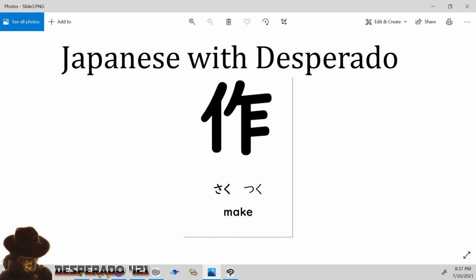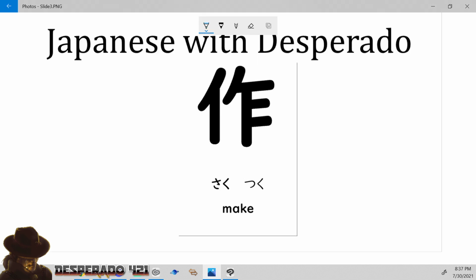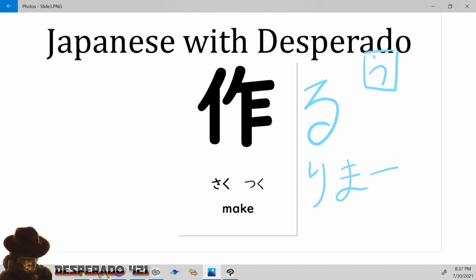So we're going to go for our first character here, and this is tsukuru. And this is also an u verb. So this comes into tsukurimasu, like this here.